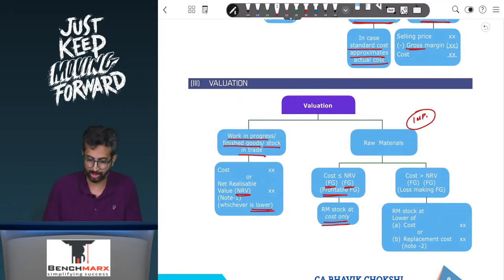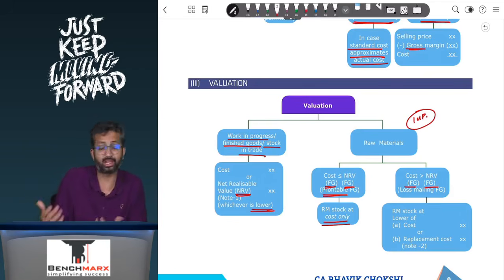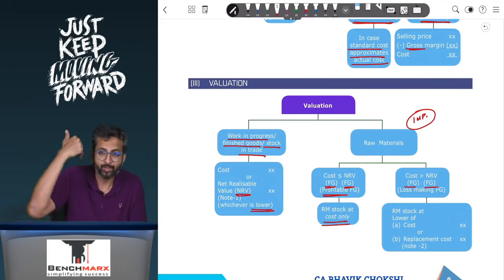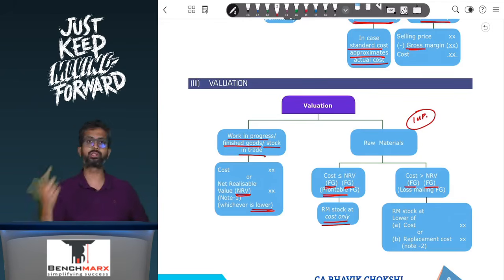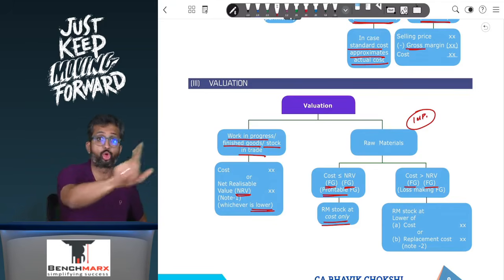However, if the finished good is loss making, that is, the cost of the finished good is greater than the NRV of the finished good, then, like in your language, you call it a red flag. It is a red flag in the sense that we say we are going to always consume the raw material. Well, you are going to consume it by and large if the finished good in which you are going to use it is profitable.